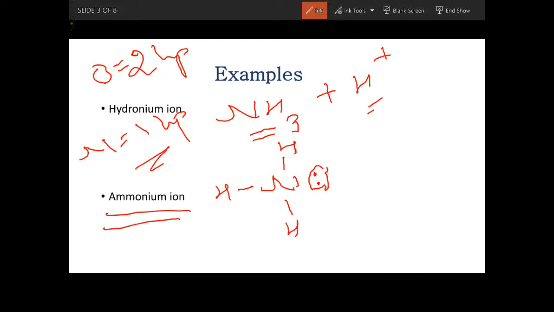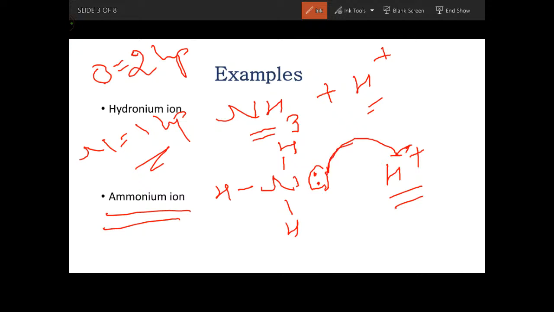Now again the same thing arises. You have the H plus ion here. This H plus ion does not have any electrons, as we have already discussed in the previous example. So what will this nitrogen do? This nitrogen will donate both the electrons to the H plus ion.